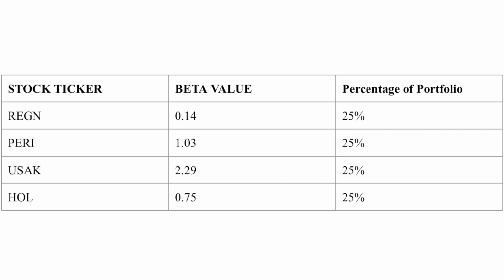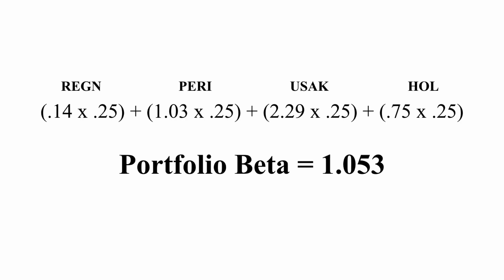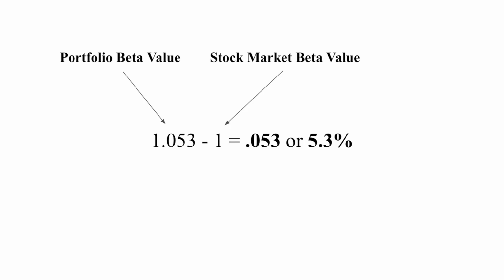So you would multiply the beta by 0.25. So it would be 0.14 times 0.25 plus 1.03 times 0.25 plus 2.29 times 0.25, and then finally plus 0.75 times 0.25. And then this will give you your portfolio's beta value, which is equivalent to 1.053. What this means in context is that your stock portfolio is 5.3% more volatile than the overall stock market. Now, this is because you take your 1.053 and you subtract it by 1, and then you get 0.053. So to convert that into a percentage, you move it 2 places and you get 5.3%.